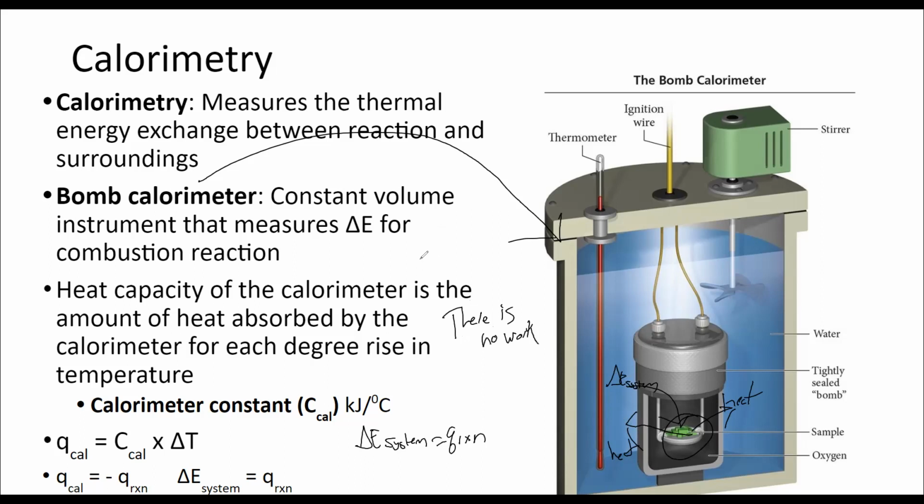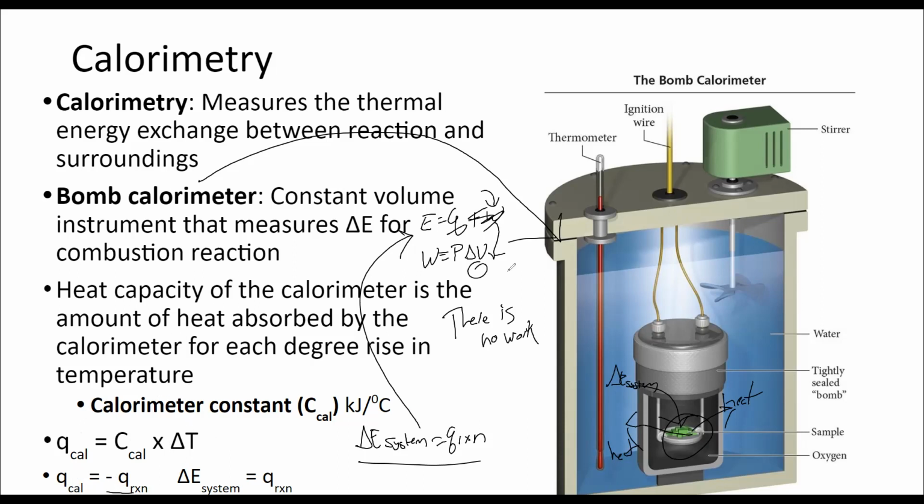Remember, work equals negative P delta V. Here, it's a constant volume, so delta V is 0, so work's 0. Remember, energy equals heat plus work. Well, if work is 0, we can simply say energy is heat. This is why this equation works. All right, so delta E system equals the heat of the reaction, right? And so we are releasing heat. So negative Q reaction is equal to the heat absorbed by the calorimeter. And the heat absorbed by the calorimeter is equal to a constant multiplied by delta T.